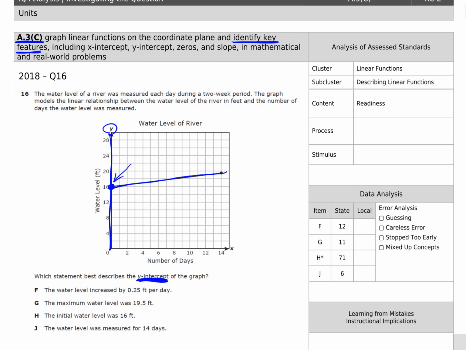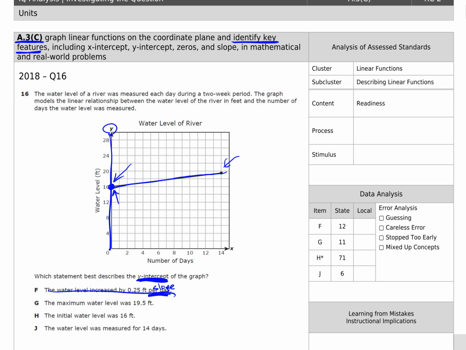We look at the answer choices. The water level increased per day. No, that would be slope. When something is per day, rise over run, over and over and over, that's slope. Definitely not F. The maximum the water level was, well, that would be a maximum.